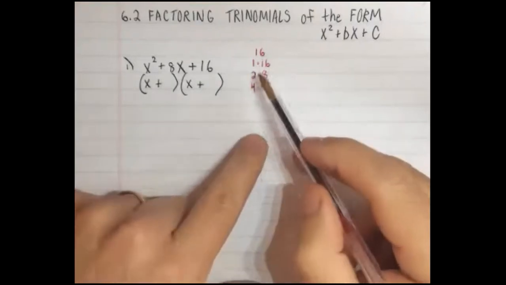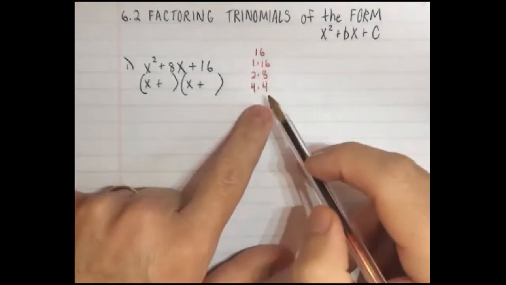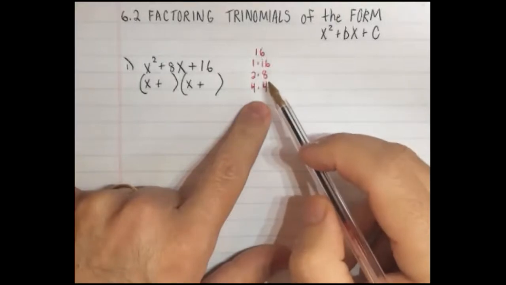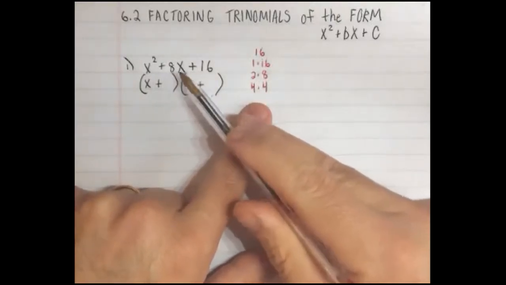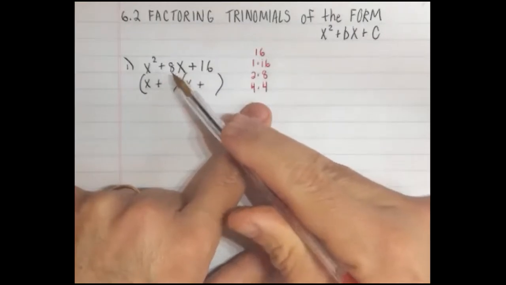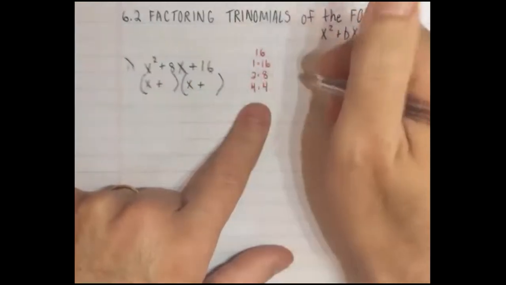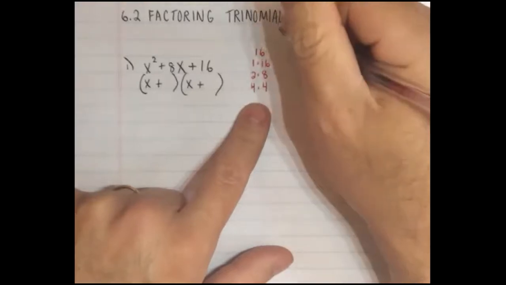Okay, and then the question you ask yourself is, which one of these, when I add them together, gives me this middle number here where we have the 8x? So I'm looking for the ones that add together to give me 8. They multiply to give me 16.